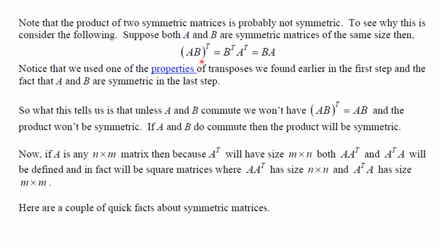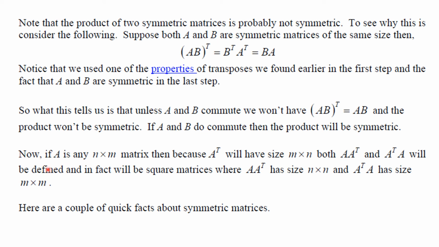Then the transpose of AB is B transpose A transpose, but that's BA. So you see the transpose of AB is BA, and so that means that in order for this to be true, it's only true if A and B commute. If A and B do commute, then the product will be symmetric.